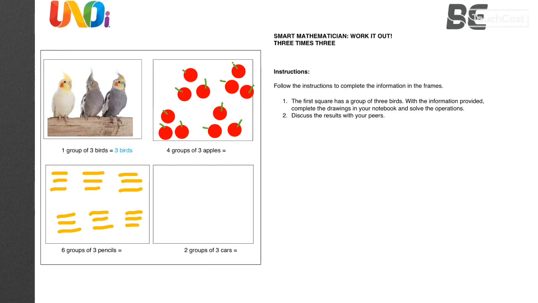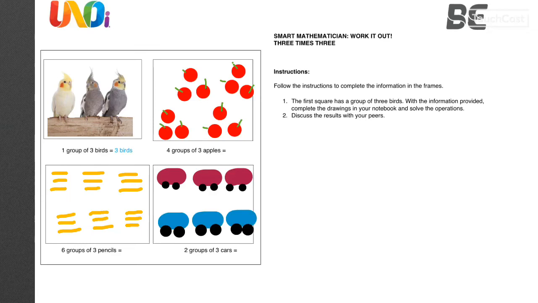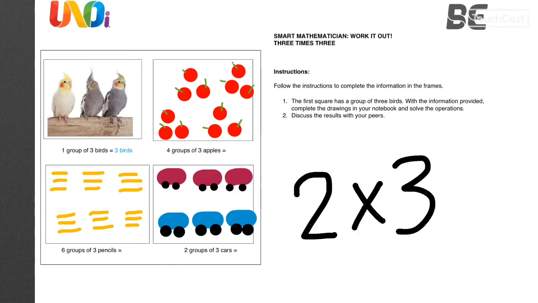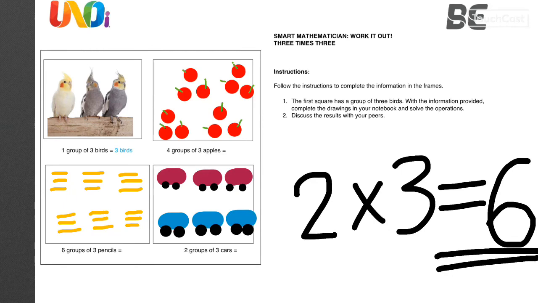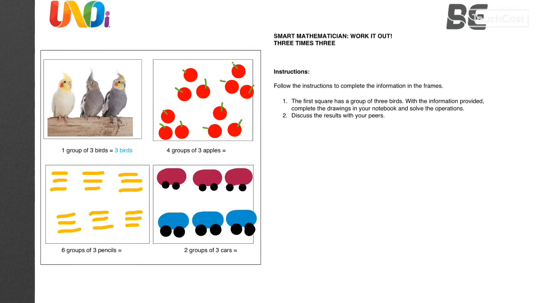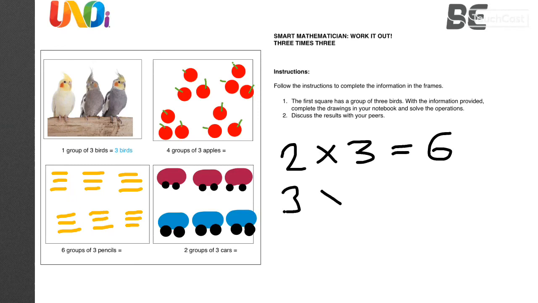And the last one, 2 groups of 3 cars. Let's see how we're going to do it. We have one group and the second group. We have 2 groups of 3 cars. This means we have 6 cars in total. 2 groups of 3 cars gives us 6. It's the same as saying 3 groups of 2 cars, also 6.